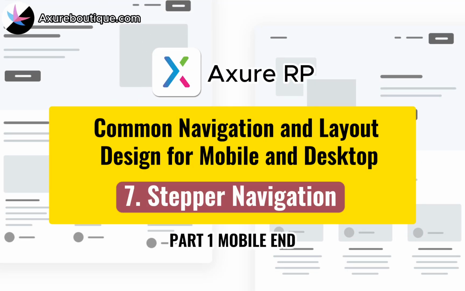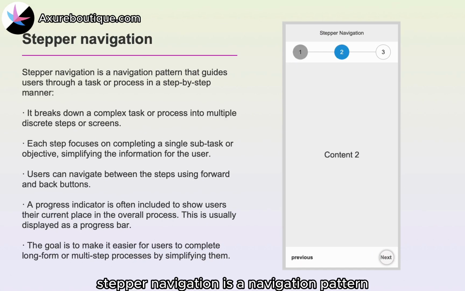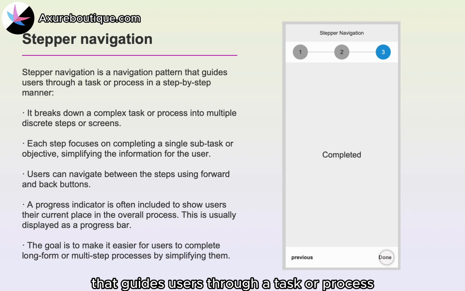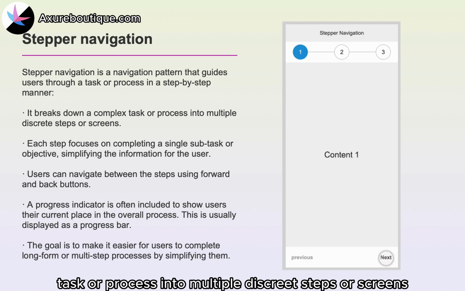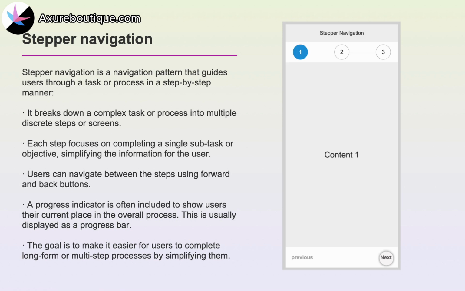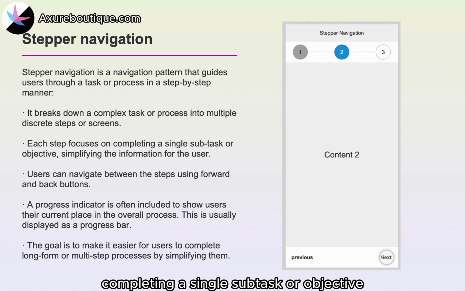Today, let's learn how to create a stepper navigation. Stepper navigation is a navigation pattern that guides users through a task or process in a step-by-step manner. It breaks down a complex task or process into multiple discrete steps or screens. Each step focuses on completing a single subtask or objective, simplifying the information for the user.